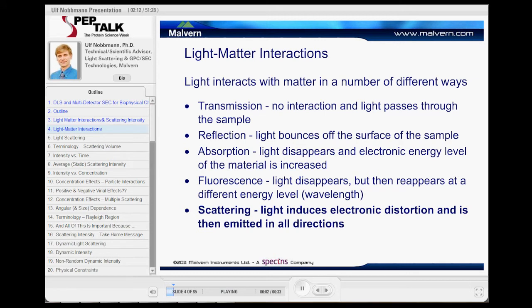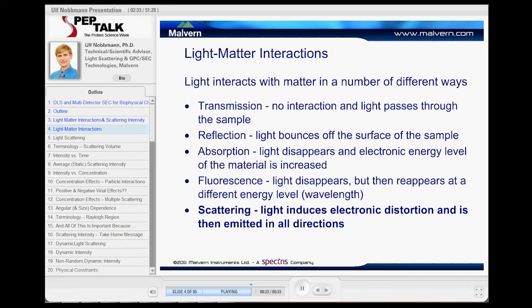Light, matter, and interactions, and what does the scattering intensity do? When you have light interacting with some material, be it a protein, be it a particle, be it even just a liquid, there are different ways of how light can interact with that material. It can either go through, be transmitted, or it can reflect from the material. It can be absorbed. It can fluoresce. So there's lots of different ways.